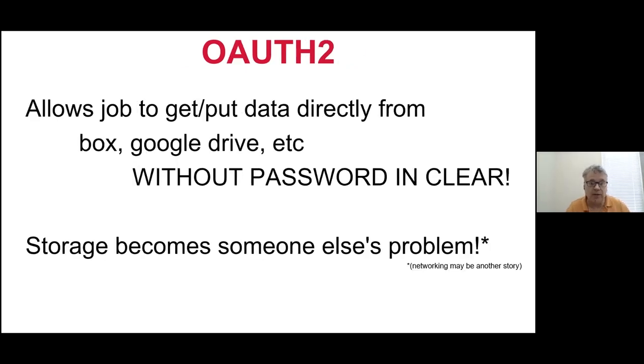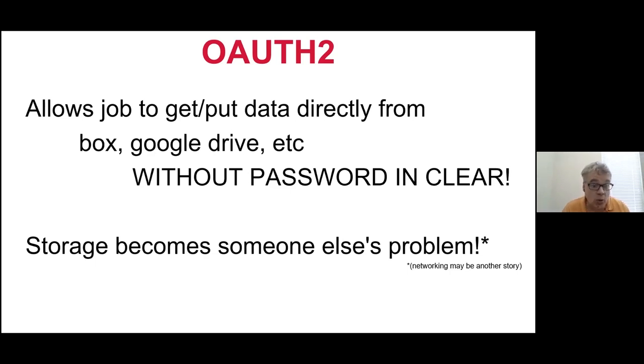For non-scientific data access, there's a more widely used protocol called OAuth 2. This is the protocol where, when you do your two-factor authentication, you pop up to Google or Amazon or whatever, and it does authentication to some third party that you maybe already have an account with. And again, this is also very useful for storage. This allows jobs to get their data directly from some third-party commercial storage system like Box or Google Drive, again, without sending the password in the clear.